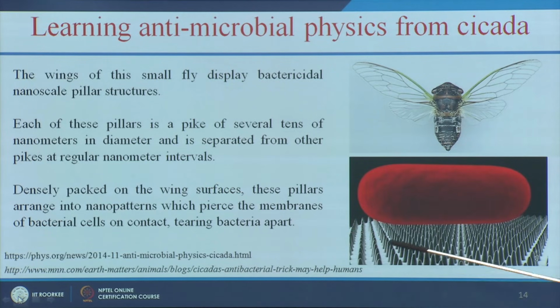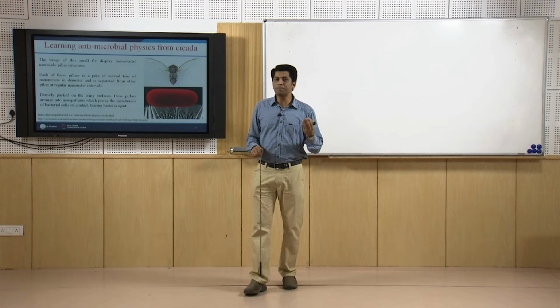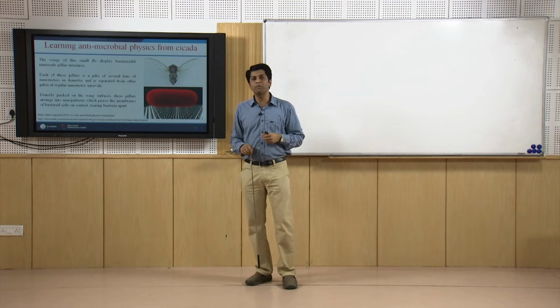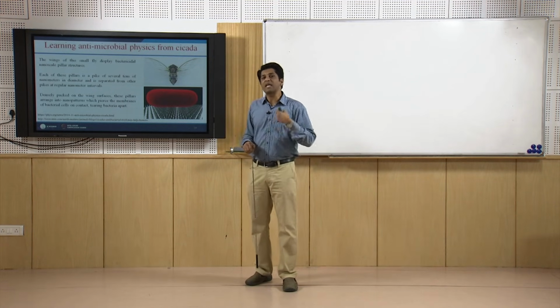You know the size of bacteria is in the range of micrometers, and in this picture you can see this red color is the bacteria and these are the nano pillars. When the bacteria stick on the surface of the nano pillars, these nano pillars can pierce the membrane of bacterial cells and tear the bacteria and destroy them. So what idea can we get from this? We can make similar kind of nano pillar coatings that can prevent bacterial infection. These kinds of coatings can be applied in public places or public toilets. So this can prevent bacterial infection.